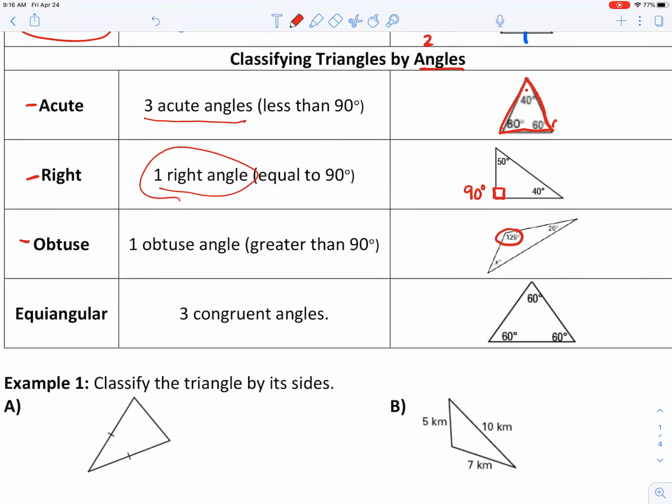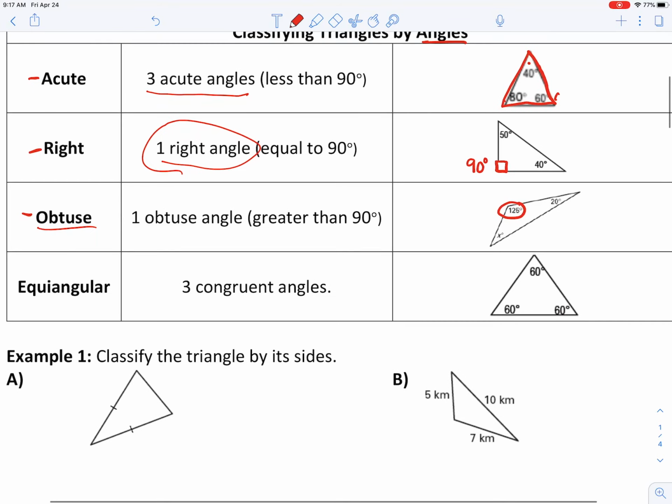An obtuse triangle is if one of the angles is bigger than 90. So this angle that I just circled is 125 degrees. That angle is bigger than 90, so the triangle is said to be obtuse. And equiangular, you've got this EQU here, which looks like the word equal. That means that all three angles are congruent. So in this triangle, we've got 60, 60, 60 degree angles. They're all the same, so they are equiangular.